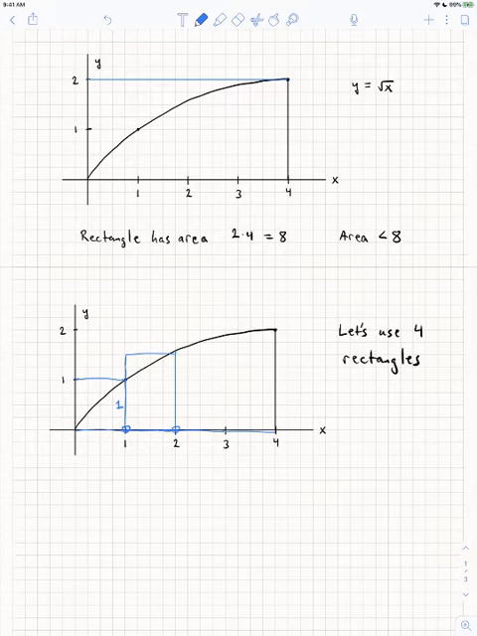How high is this rectangle? Well, the height is determined by the curve. As you can see, this line segment right here goes up until we hit the curve, and the curve above 2 is at y value square root of 2. So this length is square root of 2, because this is the square root function. Similarly, our next rectangle goes from 2 to 3.